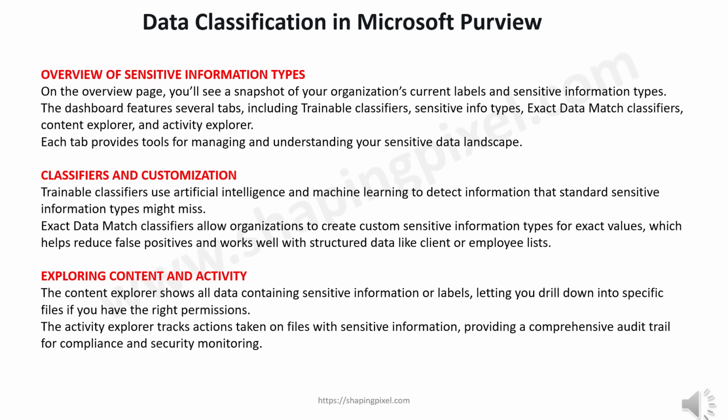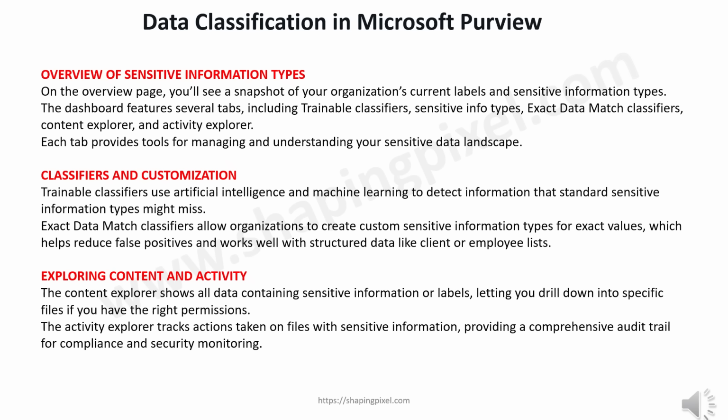To manage sensitive information types in Microsoft Purview, start by navigating to the Microsoft Purview Compliance Portal. From admin.microsoft.com, head to the Admin Center and select Compliance. Once inside the portal, click on Data Classification. This is your central hub for managing sensitive information types. On the Overview page, you'll see a snapshot of your organization's current labels and sensitive information types. The dashboard features several tabs, including Trainable Classifiers, Sensitive Info Types, Exact Data Match Classifiers, Content Explorer, and Activity Explorer.